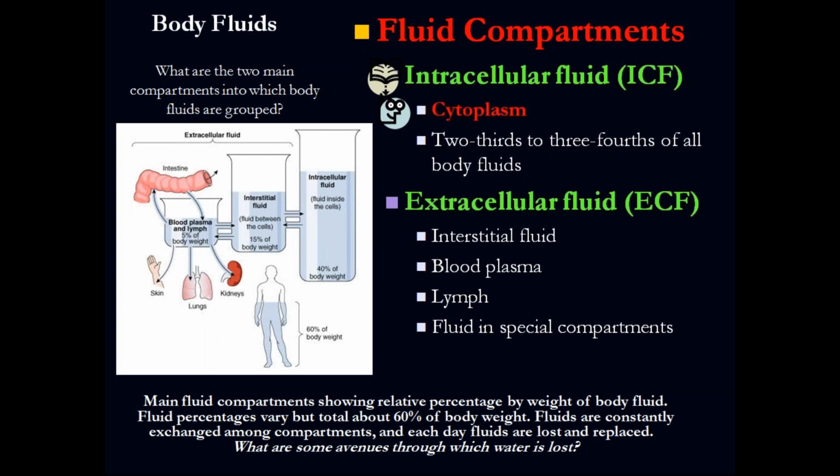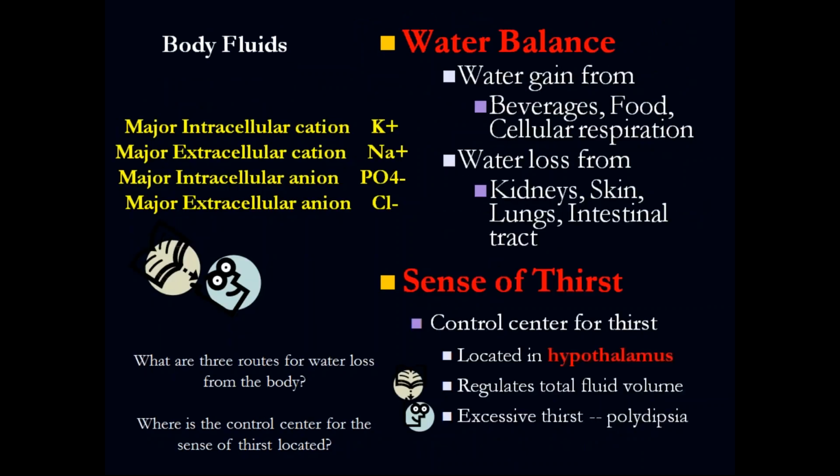In the extracellular fluid, we have the space between cells, the interstitial space, which contains interstitial fluid. We have blood plasma; the blood is fluid, right? The plasma is outside of the cell, so that's why it's extracellular. Lymphatic fluid is also outside of the cell. And fluid in special compartments like CSF. All right, this is what you need to remember, please. Major intracellular cation, potassium; major extracellular cation, sodium; major intracellular anion, phosphate; major extracellular anion, chloride.